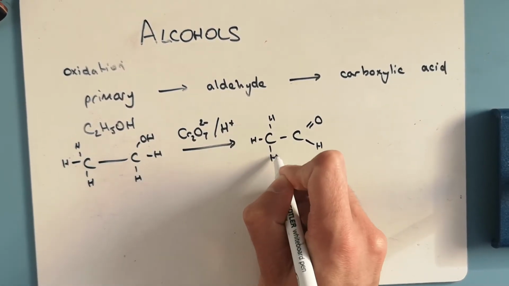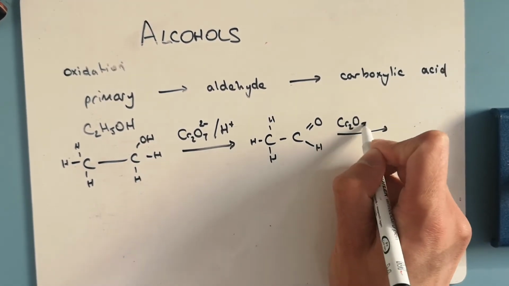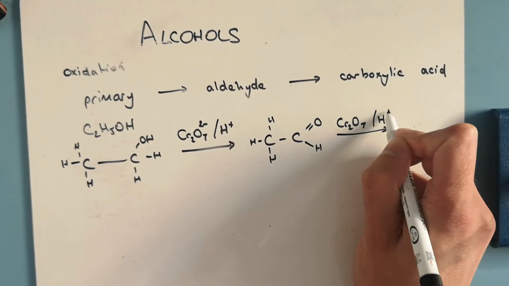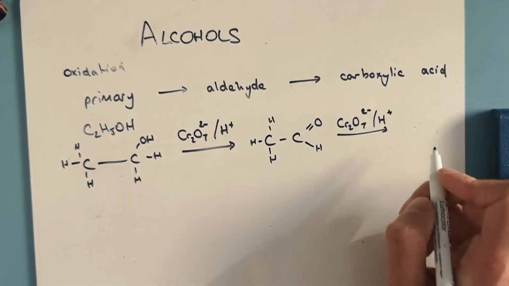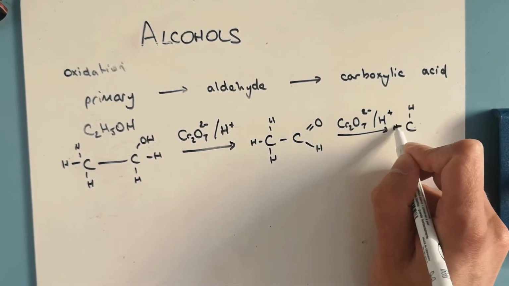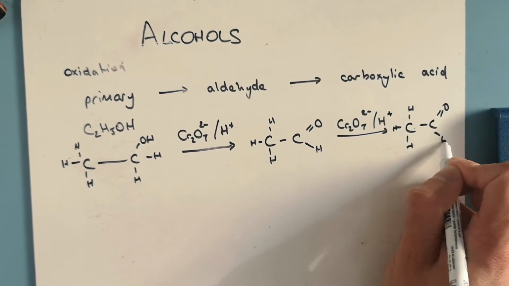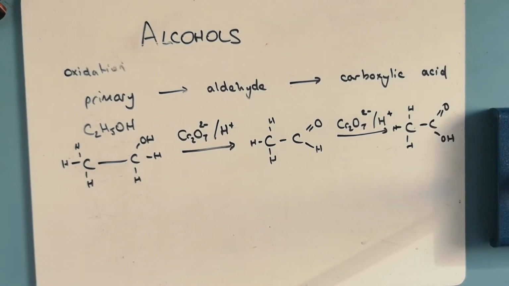In this case, ethanal. Now, if you carry on with this reaction and keep on heating with the acidified dichromate, you'll then turn this into a carboxylic acid.